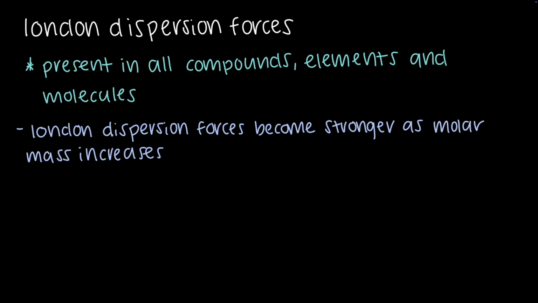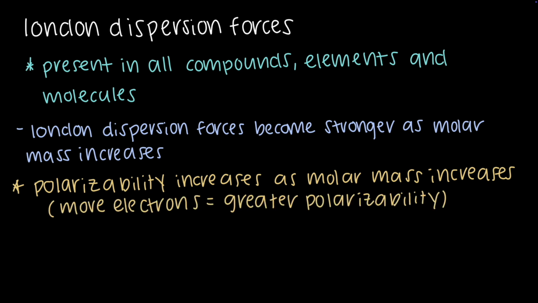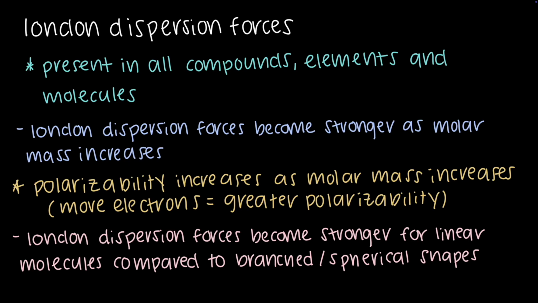London dispersion forces become stronger as molar mass increases. And to explain this on a test, we say that the polarizability increases as the molar mass increases. Polarizability and molar mass are related through the electrons. A higher molar mass is equivalent to having more electrons, and as you have more electrons, your polarizability also increases. London dispersion forces will also be stronger for more linear straight chain molecules compared to branched spherical shapes.